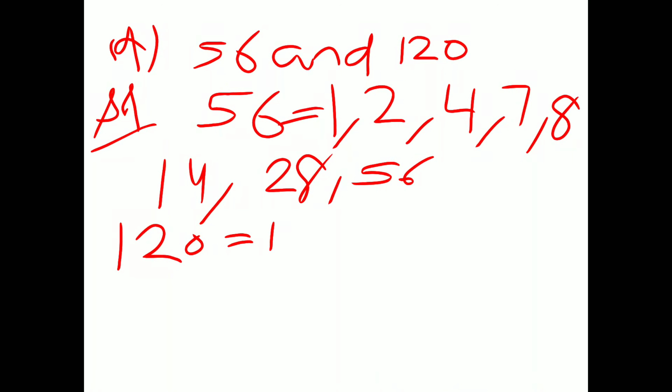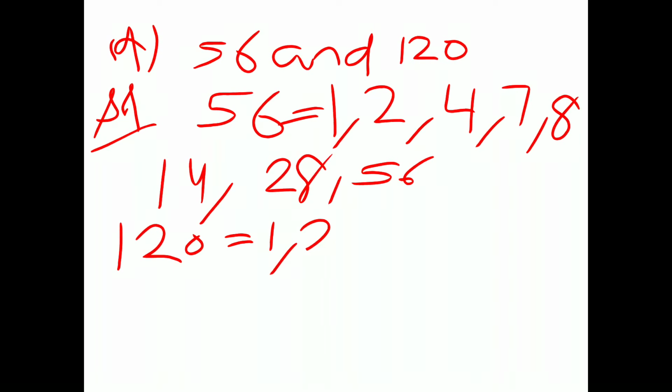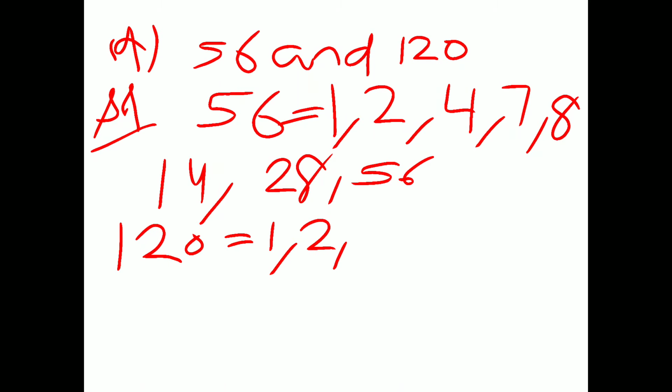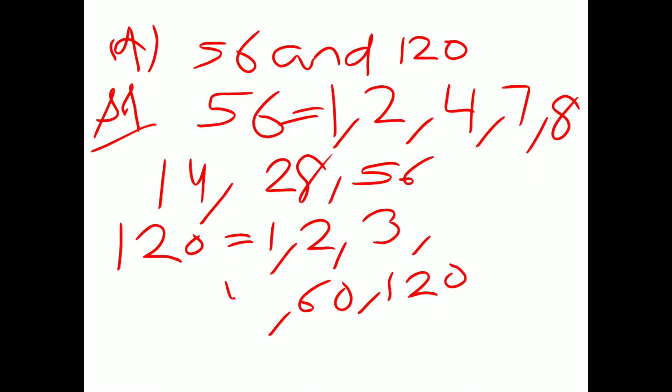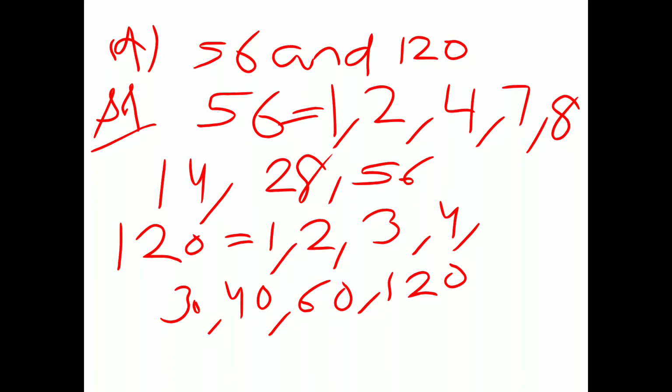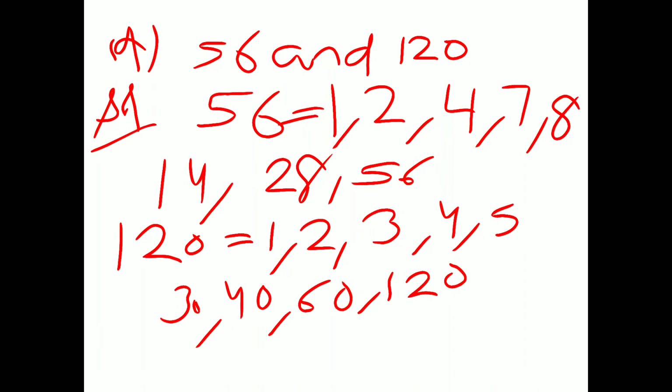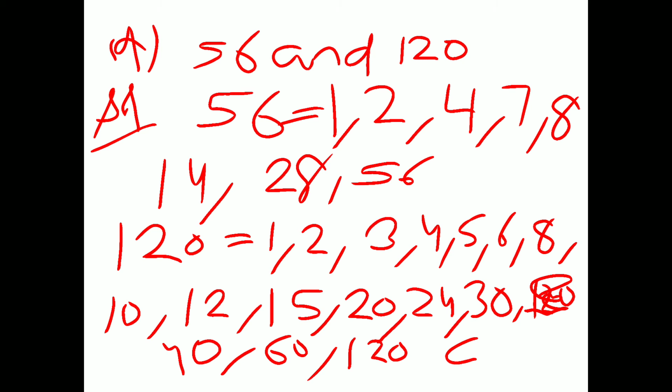120 comes in 1 table, 2 table. We write along with that 1 120s are 120, 2 60s are 120, 3 40s are 120, 4 30s are 120, 5. Now the factors of 56 are 1, 2, 4, 7, 8, 14, 28 and 56.